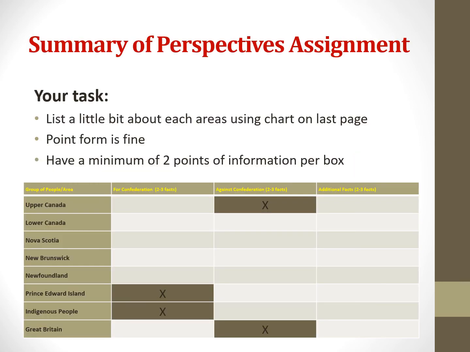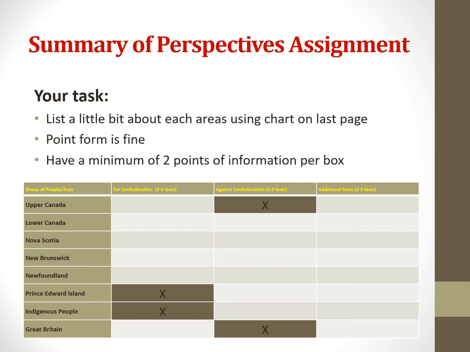So the summary of perspectives: your task is to read through, because there were a lot of different groups that had some ideas of whether they were for or against Confederation and some interesting information. So your task is to find a little bit about each of those sections from the handout and write down some of that information on the chart.